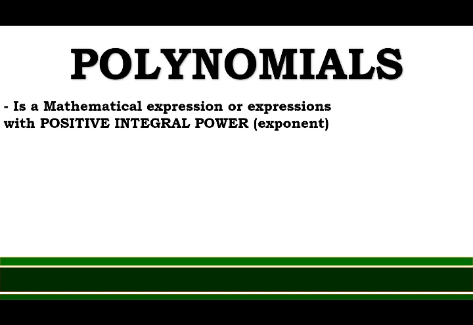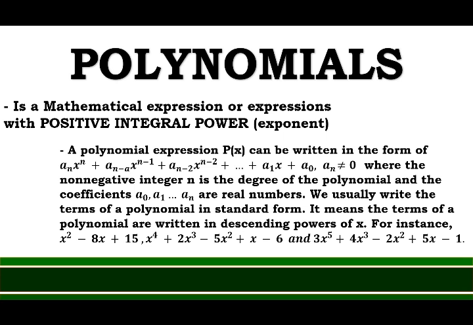But what are polynomials? When we say polynomial, it is a mathematical expression with positive integral power or exponent. A polynomial expression, or p of x, can be written in the form a sub n x raised to n plus a sub n minus 1 x raised to n minus 1 up to a sub 1 x plus a sub 0, where a sub n from the said equation is not equal to 0, and n is a non-negative integer, the degree of the polynomial, and the coefficients a sub 0, a sub 1, up to a sub n are all real numbers.